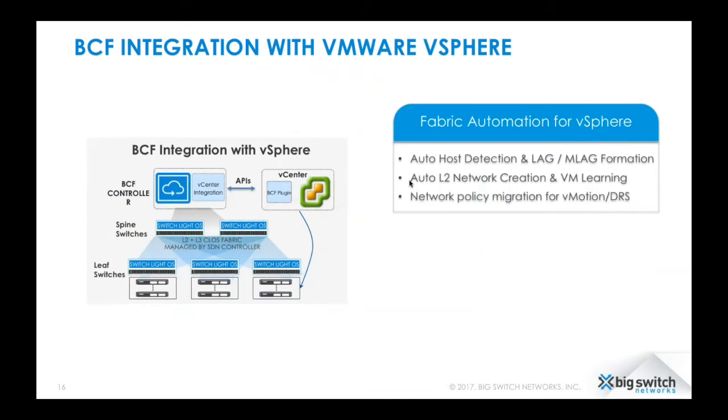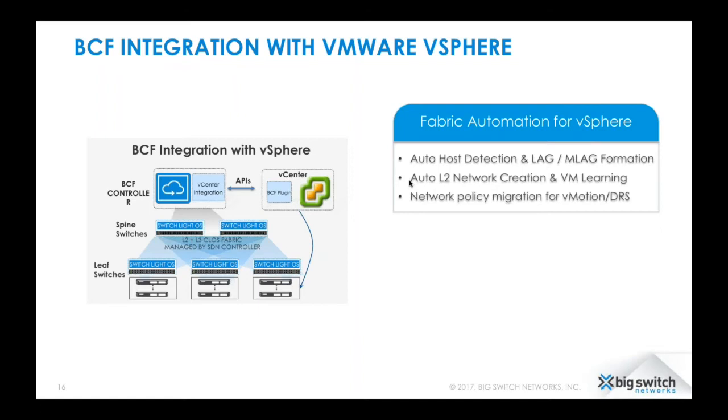Let's get into some of the detailed benefits that the network admins gain with this integrated solution. Let's first look at some of the automation benefits. The solution streamlines application deployment workflows by automating the physical network configuration for VMware virtual workloads. The key automation benefits are that when ESXi hosts are connected to BCF, they're automatically discovered by the controller using LLDP or CDP initiated on the vSphere virtual switches. Then link aggregation groups are automatically formed with the leaf switches, making it a zero-touch operation.